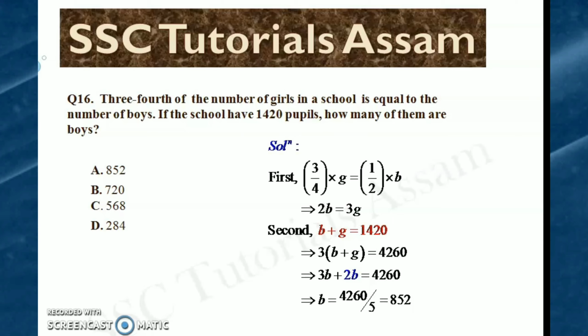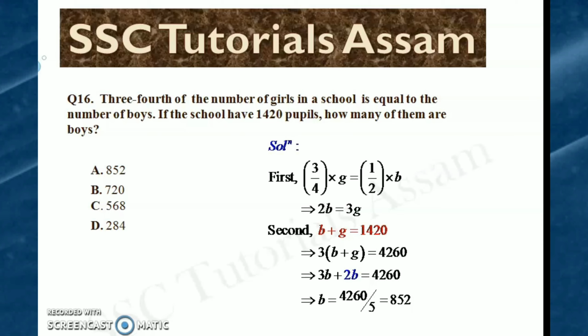Solving it, we get 2 into b equal to 3 into z. So 2b equals 3z. The next statement is that the school has 1420 pupils, so the total number of students is 1420. The total students is equal to the sum of boys and girls. So b plus z equals 1420.